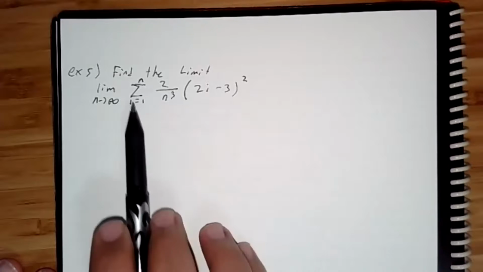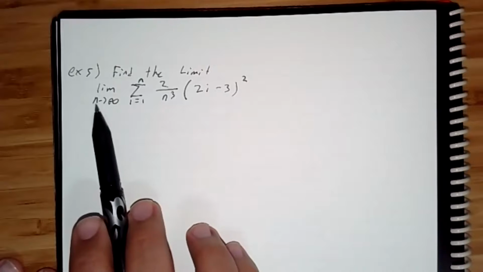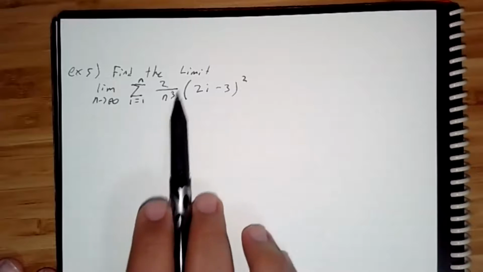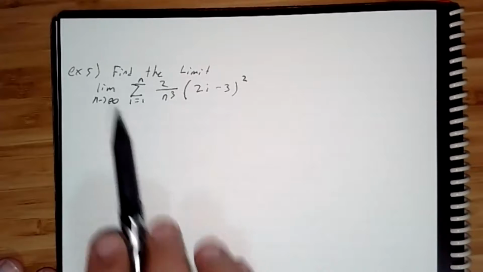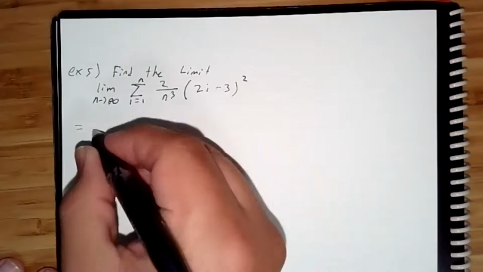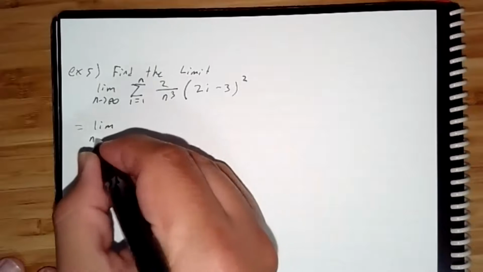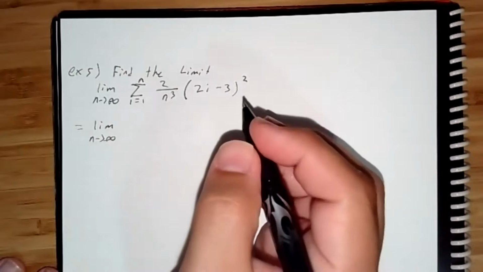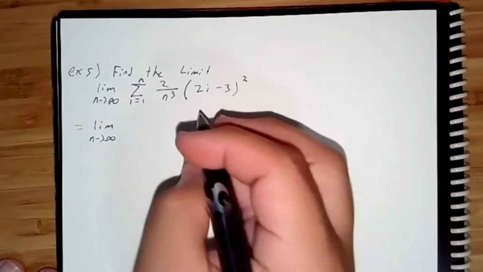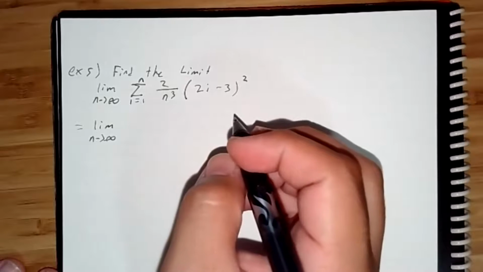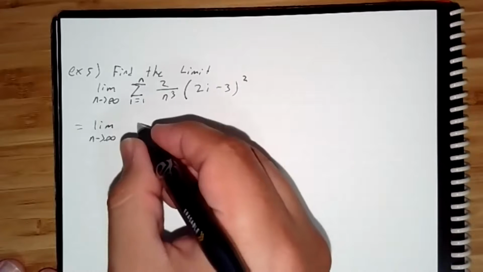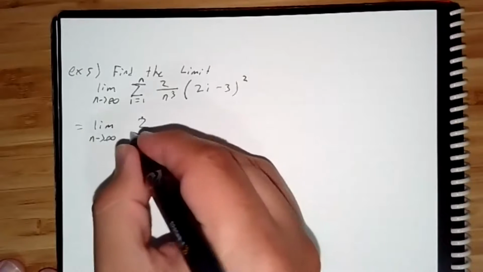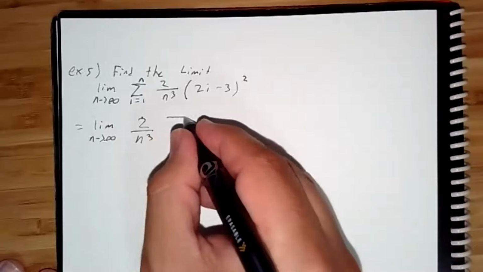So notice how we have a summation and the limit. There's a limit as n is approaching infinity, meaning I can't pull this out in front of the whole thing, but I could pull it out of the series. So I'll put the 2 over n cubed in front of the summation.